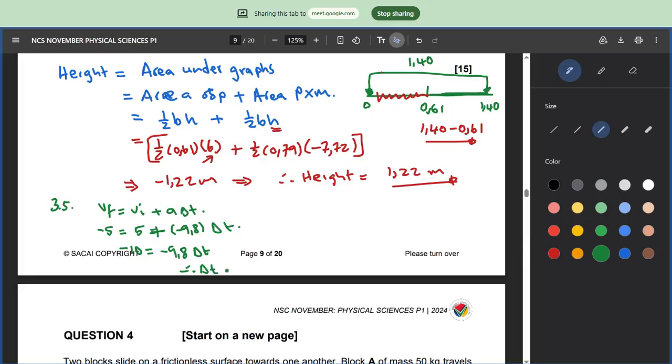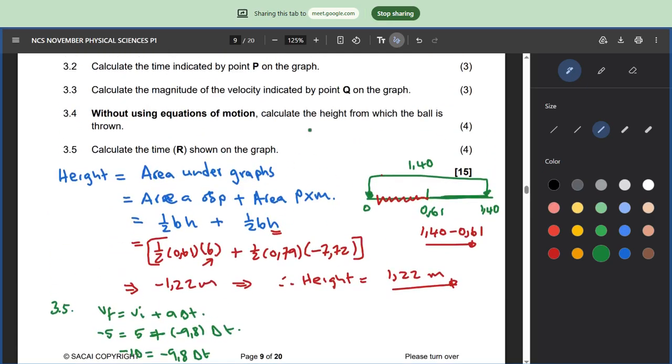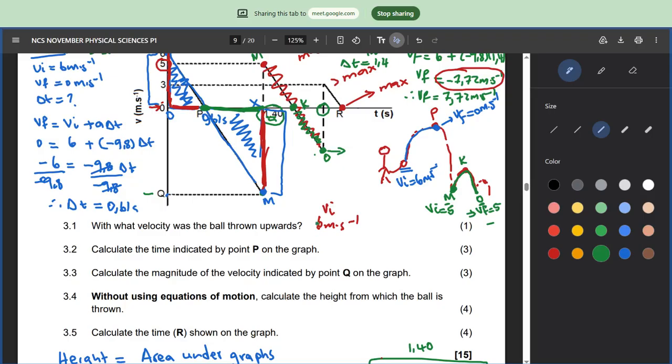1.02. The time is 1.02 seconds. So this 1.02 seconds is the time that it's going to hit at that point. So at that point, delta T is 1.02.